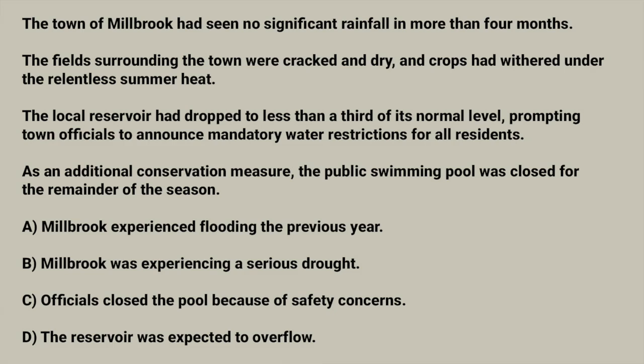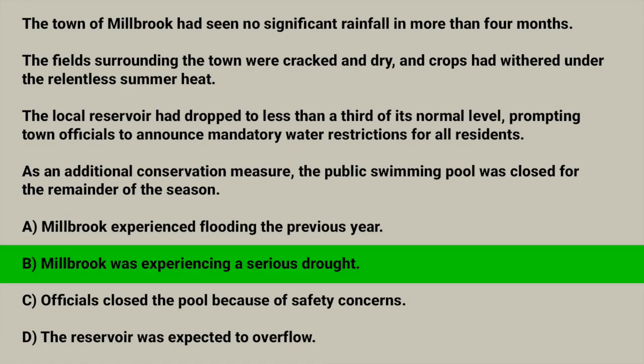The question is, what can be inferred from this passage? The answer choices are A. Millbrook experienced flooding the previous year. B. Millbrook was experiencing a serious drought. C. Officials closed the pool because of safety concerns. Or D. The reservoir was expected to overflow. The correct answer is B.